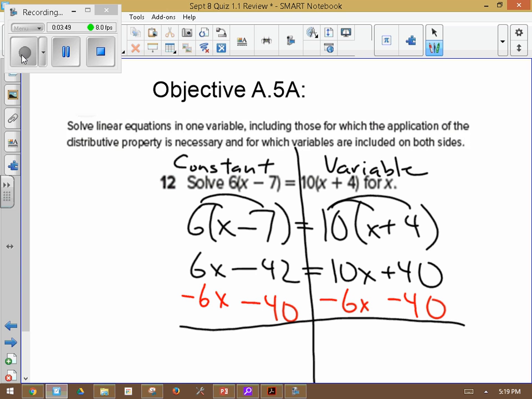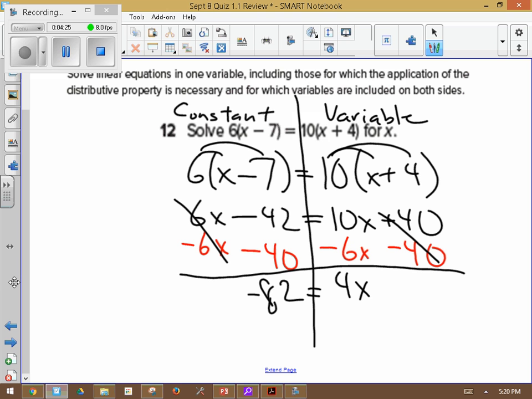So let's go ahead and simplify our equation. These are additive inverses, and we have additive inverses making zero pairs over here. So all we need to do is combine these two. Negative 42 and 40 more negatives gives me 82 negatives. Equals 10x, minus 6x, leaves 4x. So I end up with negative 82 equals 4x.